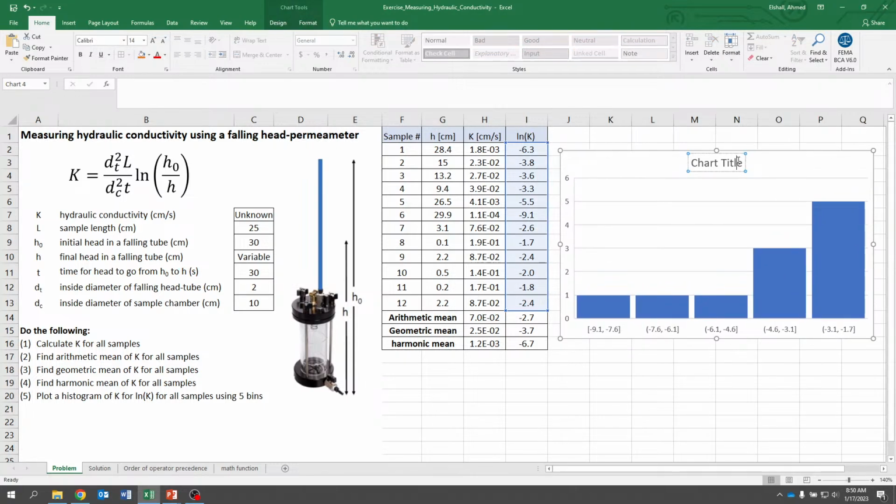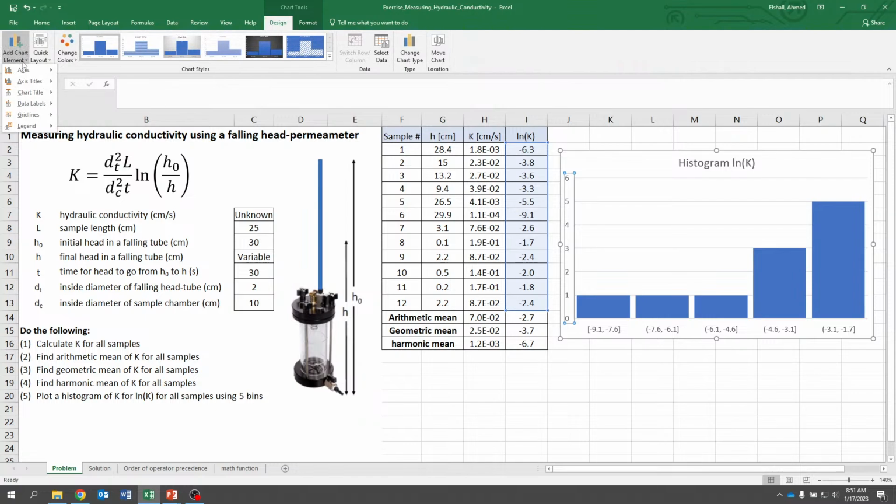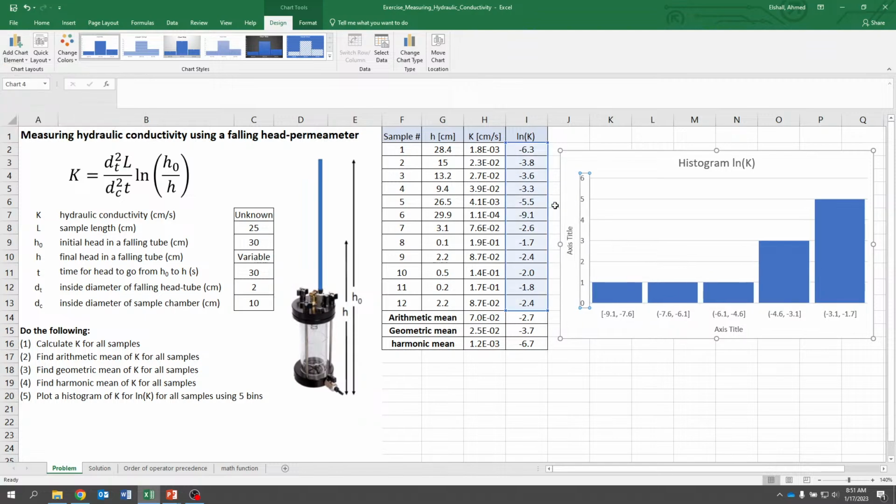I can make my chart look better. I can add a title, for example. I can say histogram of len k. I can add something here, so you go to design, add a chart element. I want to add a title, so I add a primary X title, and let's do another one, vertical title. So the vertical title, that's the frequency, and this title will be len k.